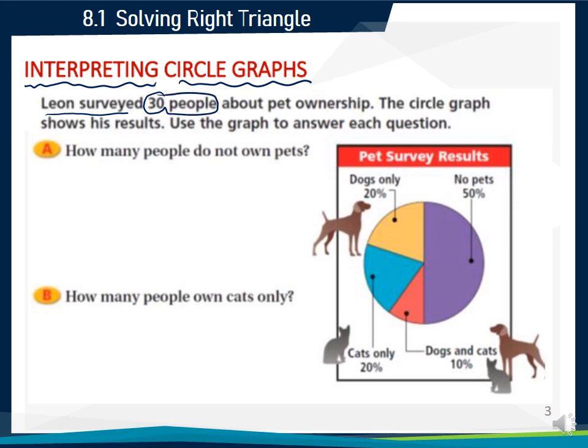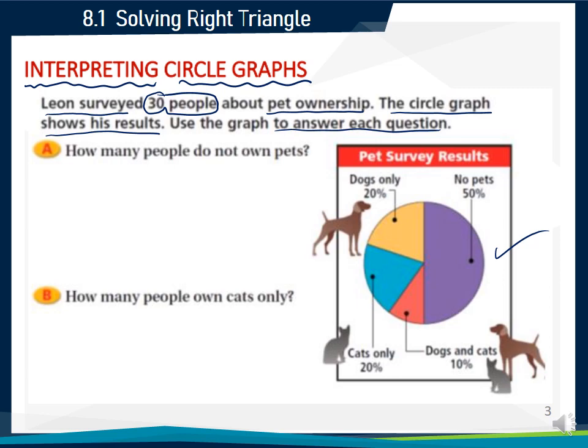30 people were asked about pet ownership. We can say we have a dog, a cat, dogs and cats, and no pets. We have such kinds of animals. The circle graph shows the result. Use the graph to answer each question.